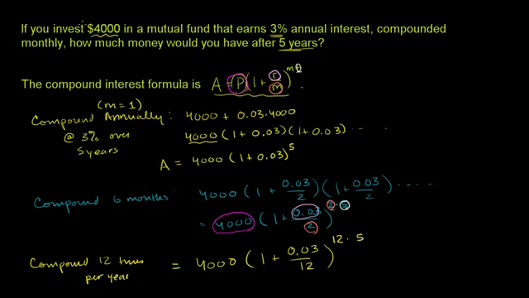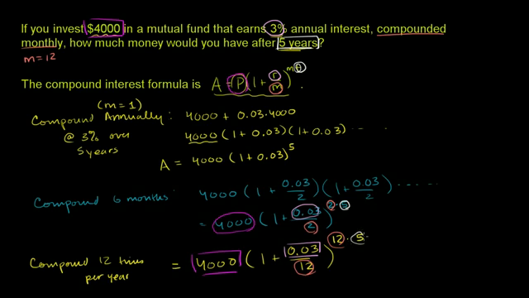And just to see where it all fits in, this right over here, $4,000 was our principal. That goes right over there. That is P in our formula. Our rate is 3%. That is R in the formula, and hopefully the formula makes sense to you now. When they say compounded monthly, they're telling us that we are compounding 12 times a year. Compounded monthly tells us that M is equal to 12, right over there and there. And then we are doing this over 5 years. That is our T right there.